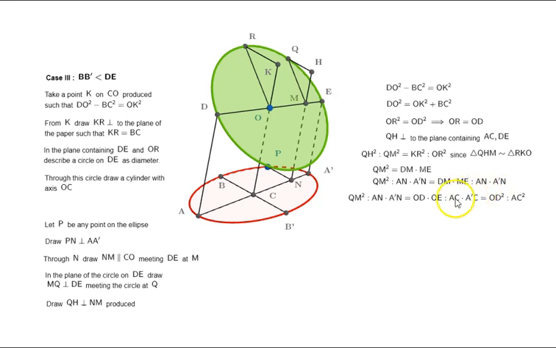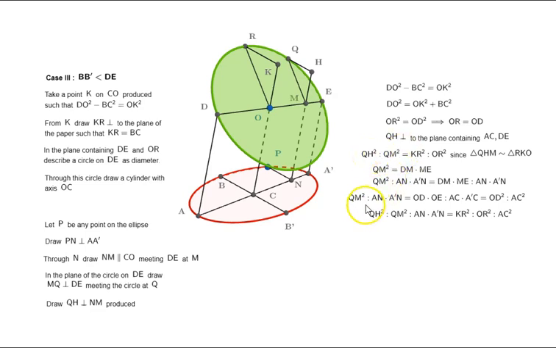And the same is the case here. OD times OE is OD square, and AC times A prime C is equal to AC square. Let's look at this equality of ratios and that equality of ratios. Here we have QH square is to QM square. Here also we have QM square. So we can combine these two proportionalities.